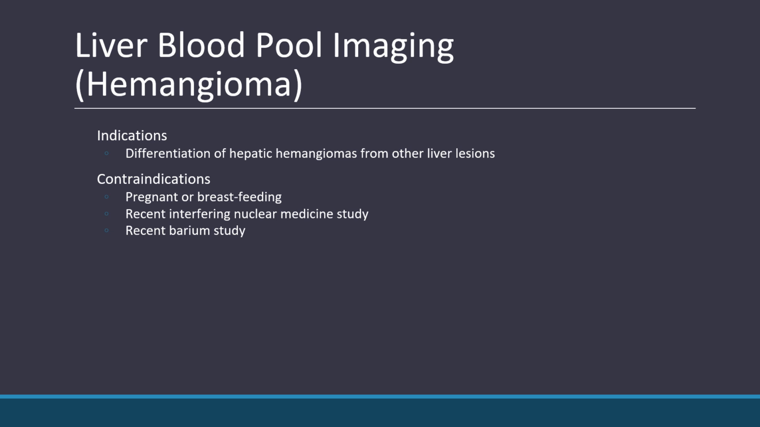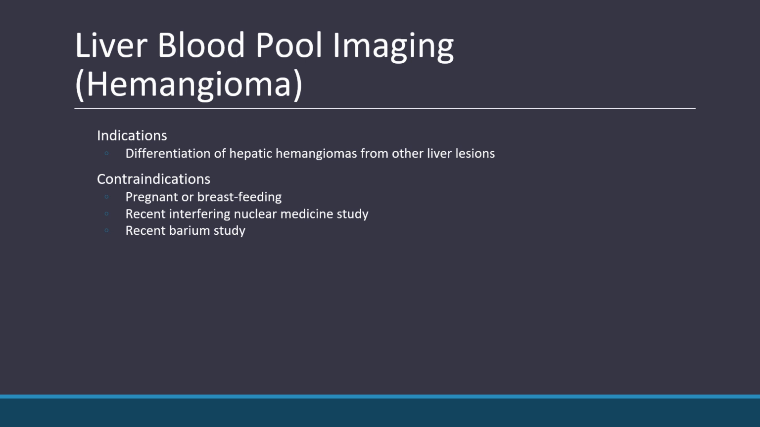Contraindications: pregnancy or breastfeeding. Remember, breastfeeding is not an absolute contraindication. They could pump and waste the breast milk for a period of time. Any recent interfering nuclear medicine studies, this would be anything where they've had tagged red blood cells or any tech-based activity in the liver already, like a liver-spleen study, anything that was given that was excreted in the bowel or the liver might show up as an interfering study.